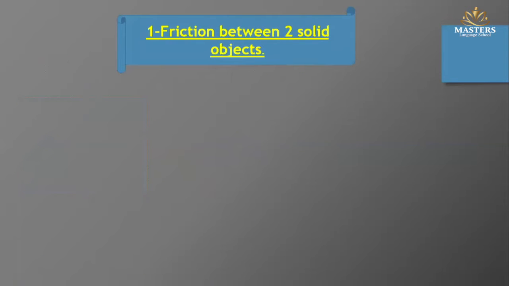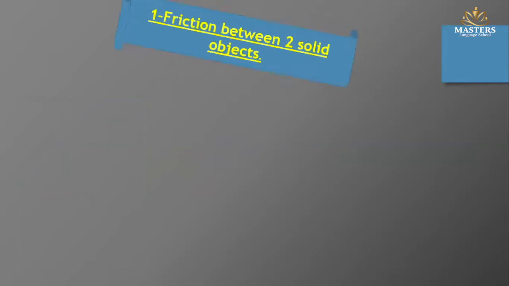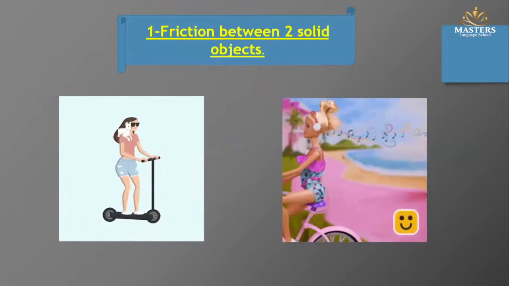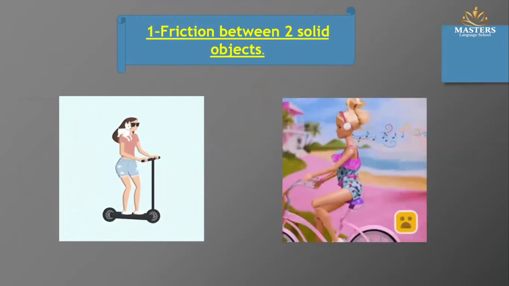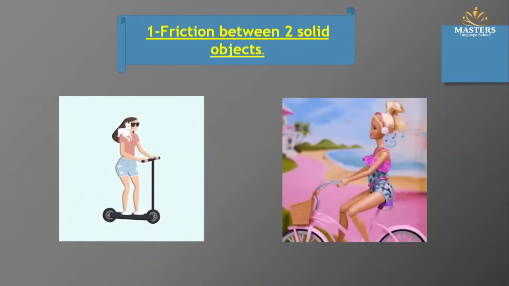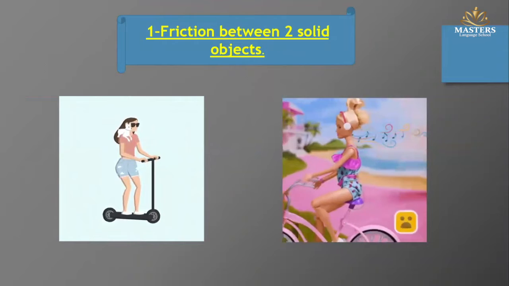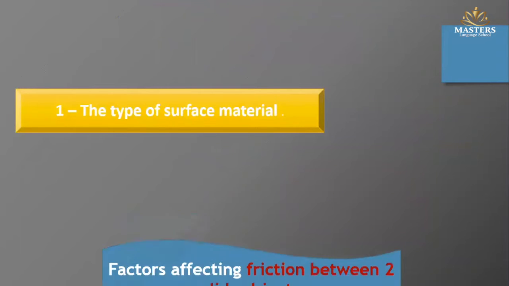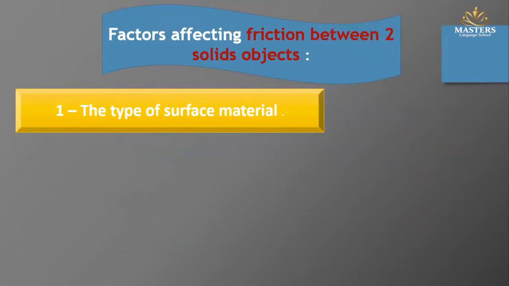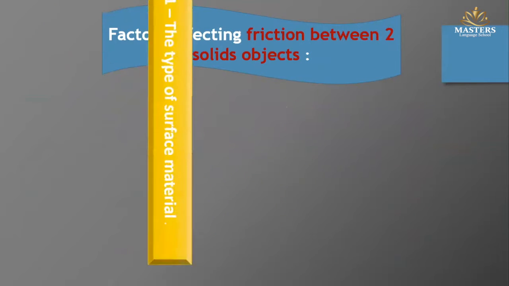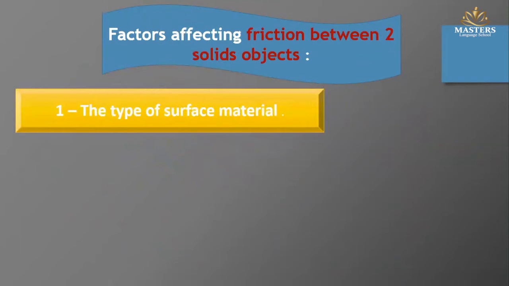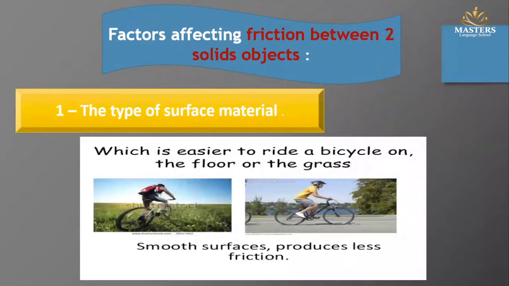The first type of friction is the friction between two solid objects. Okay, we said that when we ride a bike or a scooter, there is friction between the tire of the bicycle and the floor. This is friction between two solid objects. What are the factors that affect the friction between two solid objects? The first one is the type of surface material. Let me ask you a question. Which is easier, to ride a bicycle on the floor or on the grass?